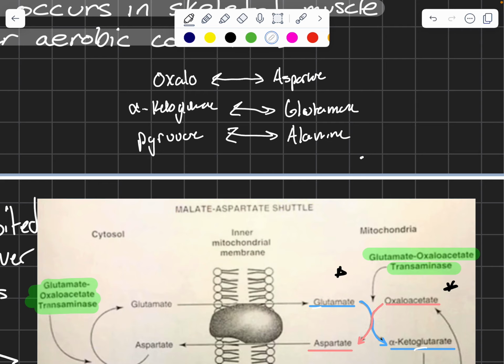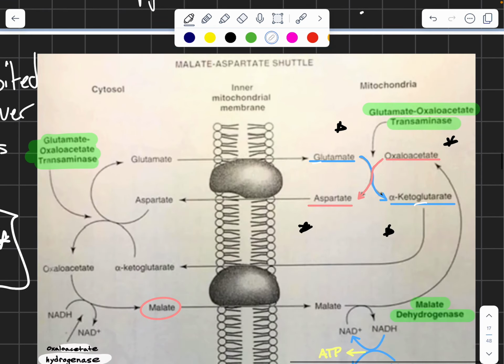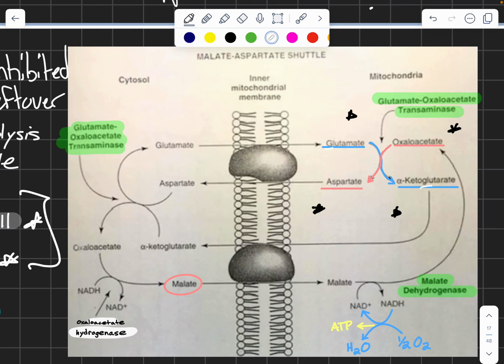Alanine. So anytime you see any of these molecules referencing a transamination reaction, just understand what forms they are associated with. Pyruvate goes to alanine, alpha-ketoglutarate goes to glutamate, and oxaloacetate goes to aspartate. So with that background knowledge out of the way, oxaloacetate goes through a transamination reaction and turns into aspartate here.